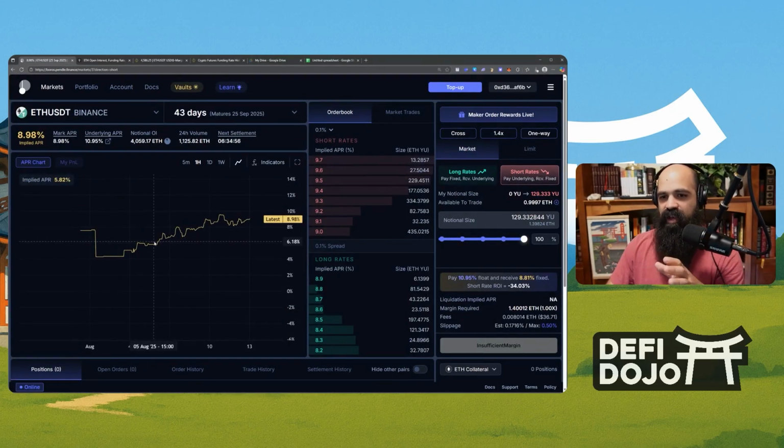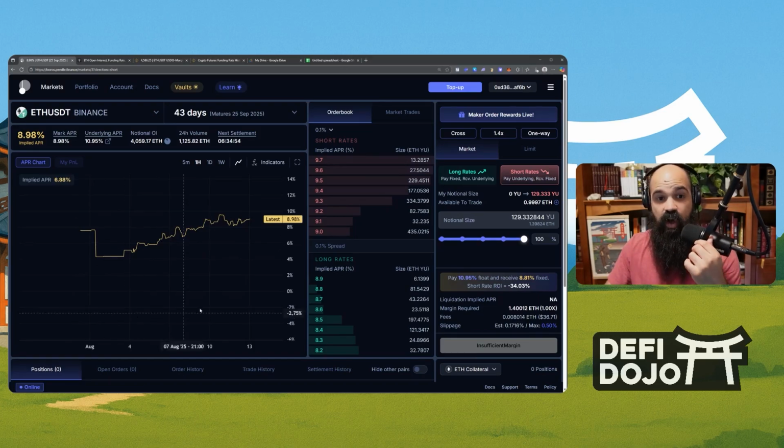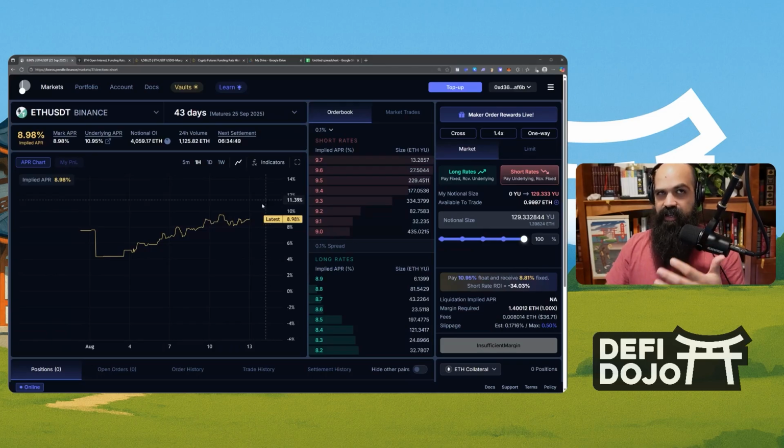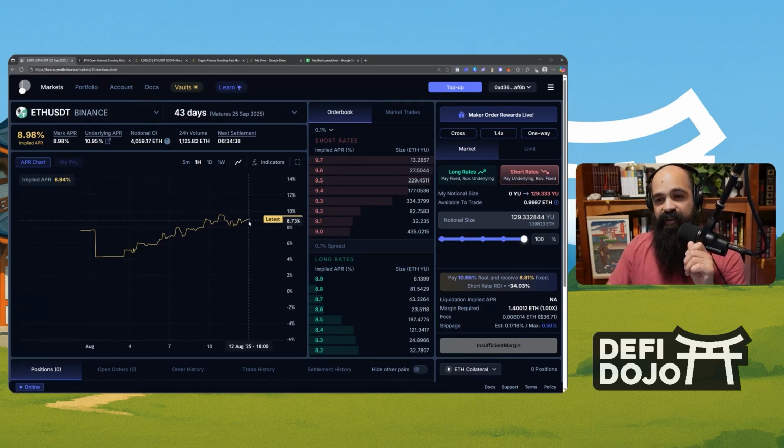Now, I've started with kind of a tabula rasa or a blank slate on this chart so that I can show you what all the indicators are actually indicating. So this yellow line, which says latest, this is the mark APR, the implied APR or the implied funding rate on Boros. This is very similar to the IY on Pendle. It is the market on Boros pricing what they think the funding rate should be, between the long book and the short book. This is where the market is currently pricing the funding rate on Boros. This is not the actual funding rate.